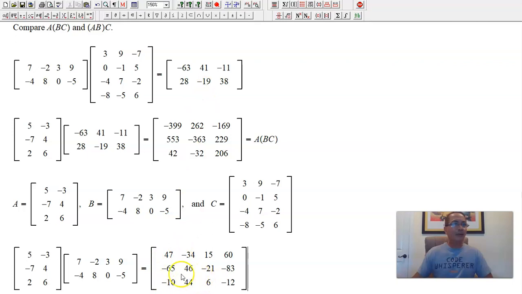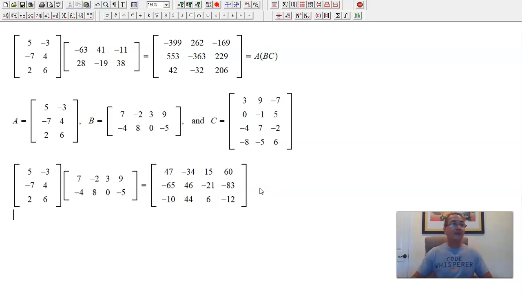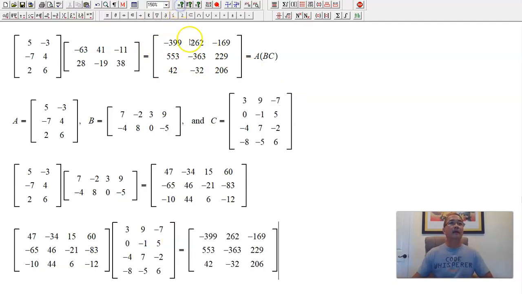And nowhere in these computations do we see these numbers. We get a completely different intermediate step. Okay, the A times B first is nothing like the B times C first. And why should they be? They're not even the same size. But now, if we multiply this answer by C, will we get exactly the same answer that we have over here? Ta-da! Of course, they're exactly the same 3 by 3 matrix.